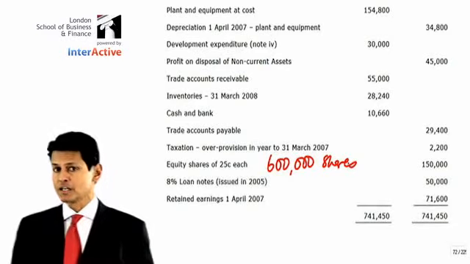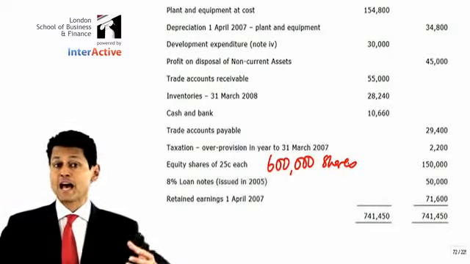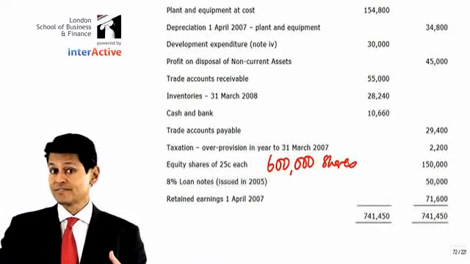That's going to be crucial if the examiner then goes on to say provide 3 cents per share as a dividend. So you do not multiply the 150 by 3, but the 600 by 3. So do be careful.